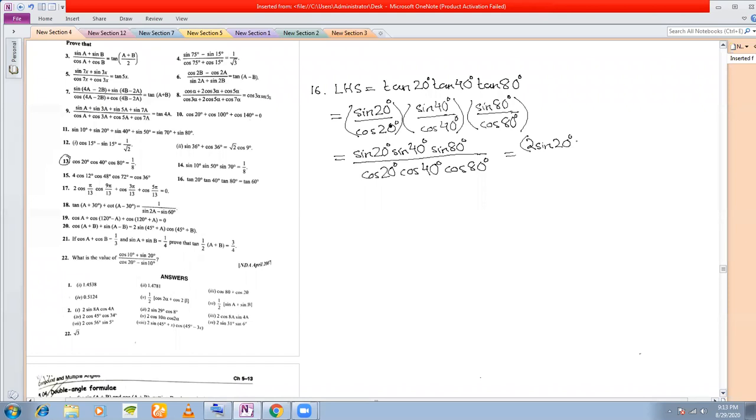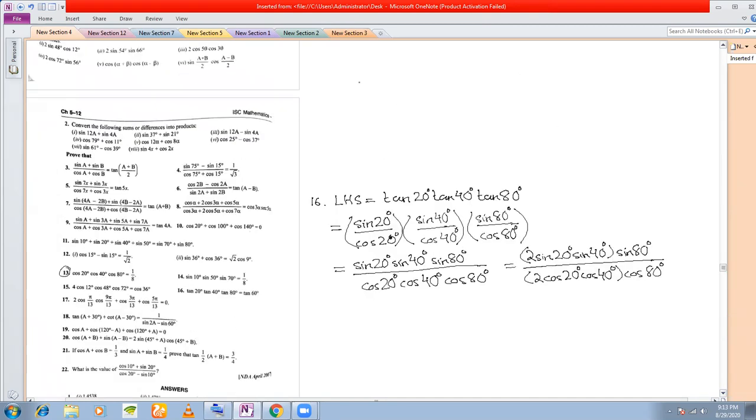You get 2 sine 20 sine 40 sine 80 divided by 2 cos 20 cos 40 and cos 80. I can write it this way because I can multiply the numerator and denominator by 2. Now why am I multiplying the numerator and denominator by 2?